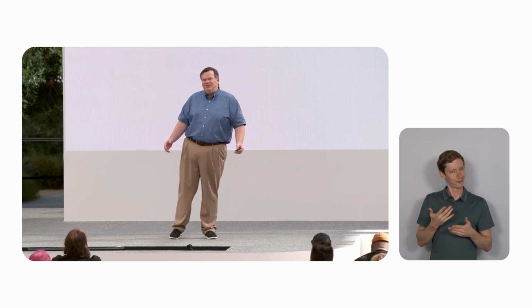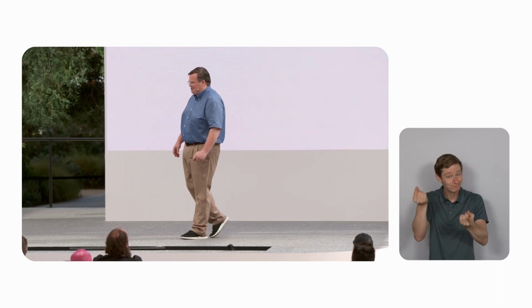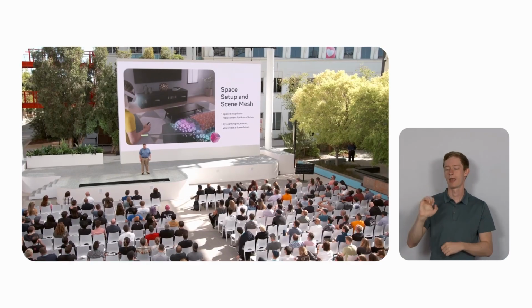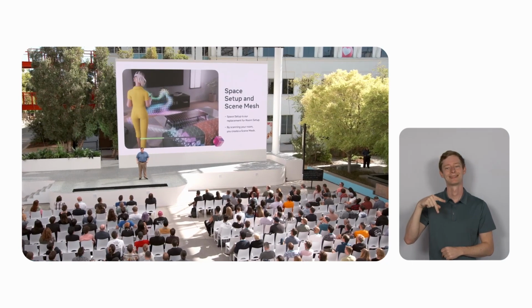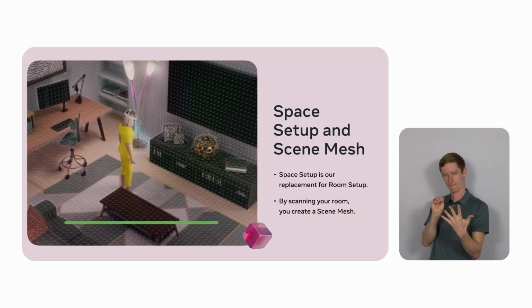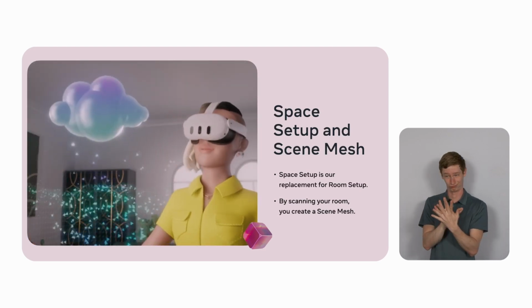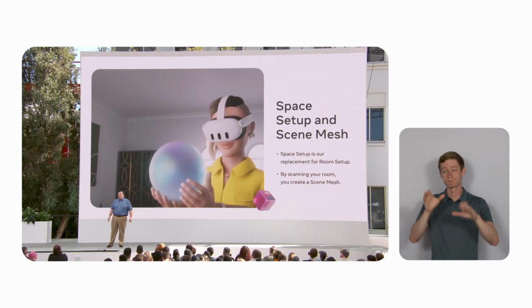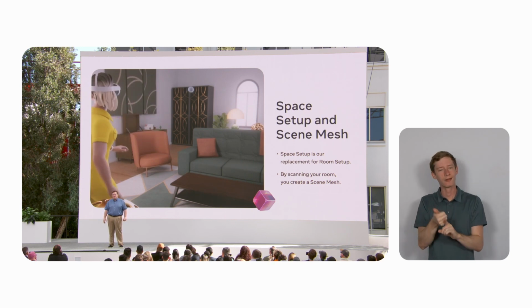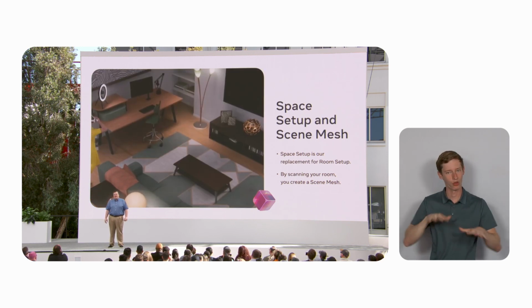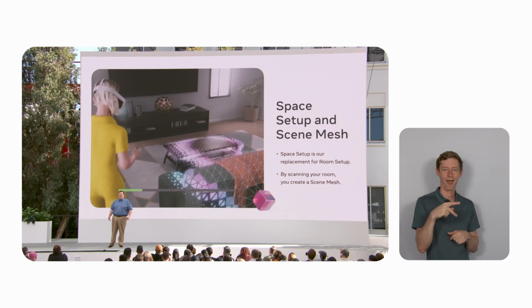So, what's one of the first times you're likely to use color pass-through? It's when you do space setup to create a scene mesh. As you may have noticed, we've replaced the old manual room setup of the past with a new space setup process. Simply walk and look around the room, and Quest 3 will build up a representation of the environment around you. Applications can use this data, like they did with the old room setup data to, say, put items on a table. But when you set up your room with space setup, this also creates a scene mesh.